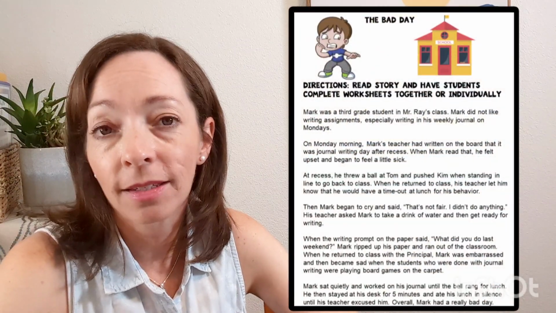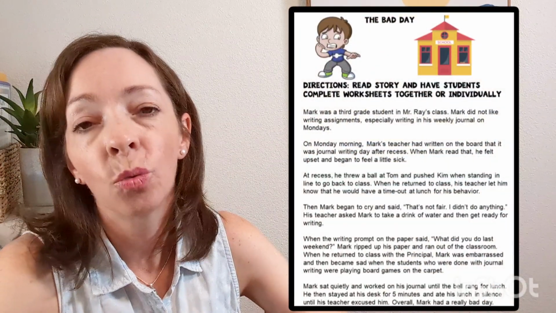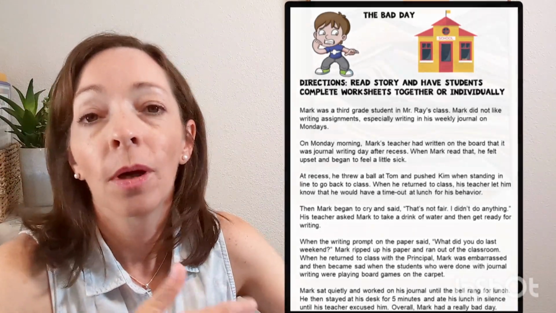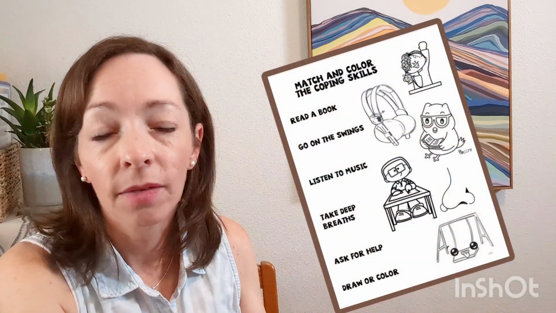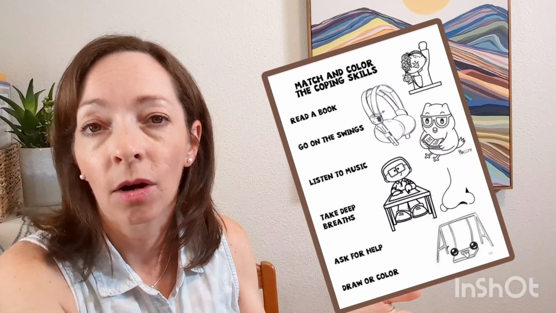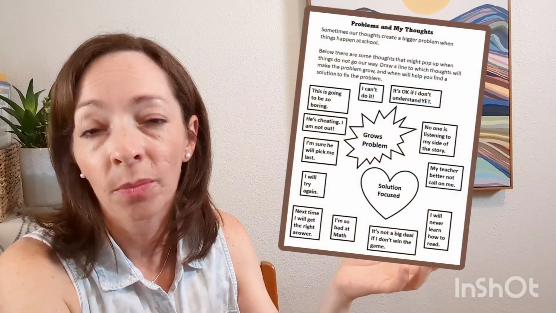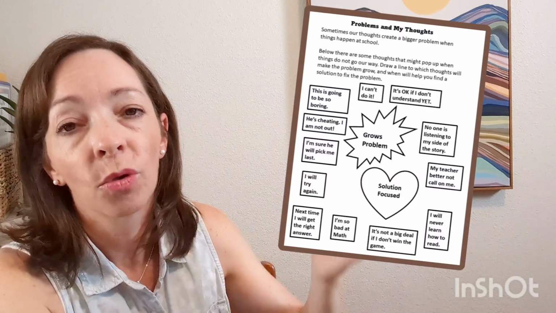There's also a class activity that is a social story that the teacher can read to the students called The Bad Day. And then it comes with a few worksheets on reflection and thinking about making good choices versus bad choices, and what the child in the social story could have done differently when he was having a bad day. There's also a few worksheets in this level that help students think about coping strategies and calming themselves and making good choices that are going to help a situation and solve the problem versus choices that might grow the problem.